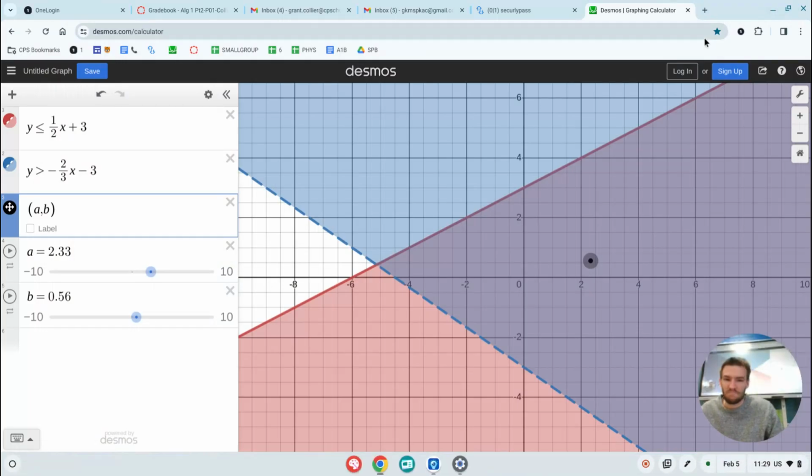So, let's move our dot around. Is this a solution or not? What about this? What about this? What about this? Yeah, pretty simple.